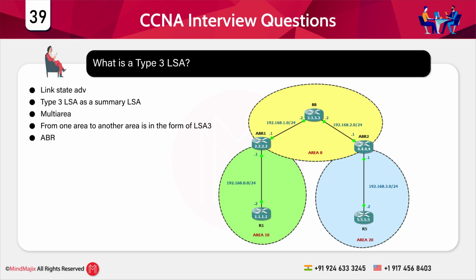When we have multi-area OSPF configuration, only then will you see this type 3 LSA. Summary network information from one area to another area is in the form of type 3 LSA. Who will generate this type 3 LSA? The ABR, that is area border router, will generate this type 3 LSA.